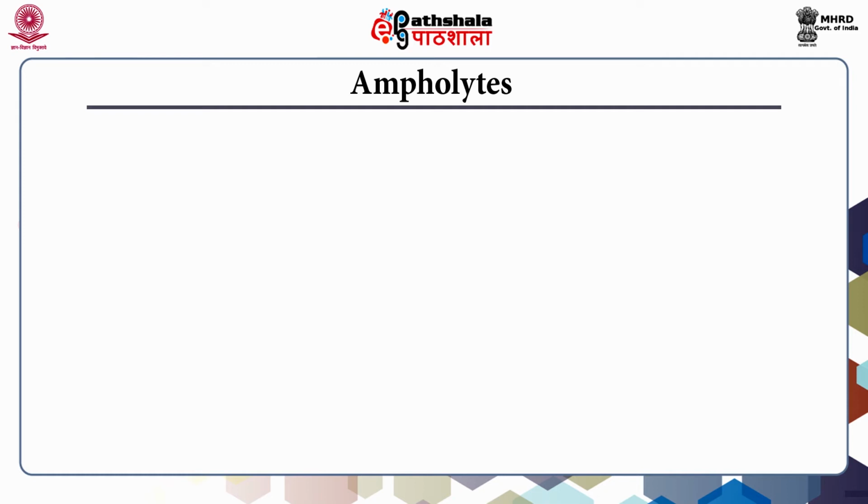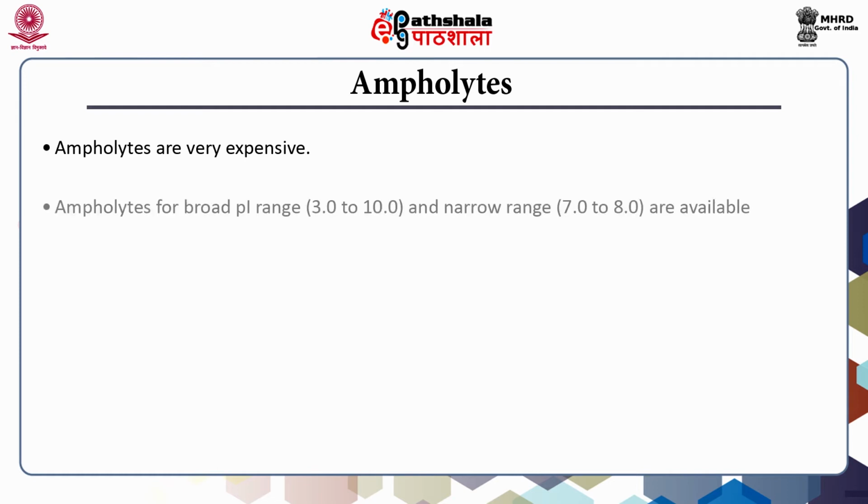Ampholytes with controlled number of amino and carboxylic groups can be synthesized. Ampholytes are very expensive. Only few companies are marketing this product. Ampholytes are available for different pH range. Broad pH range and narrow pH range ampholytes are available. The separation of protein on broad range ampholytes will provide information on approximate pI values of proteins. Exact pI can be determined when narrow range pH gradient ampholytes are used.